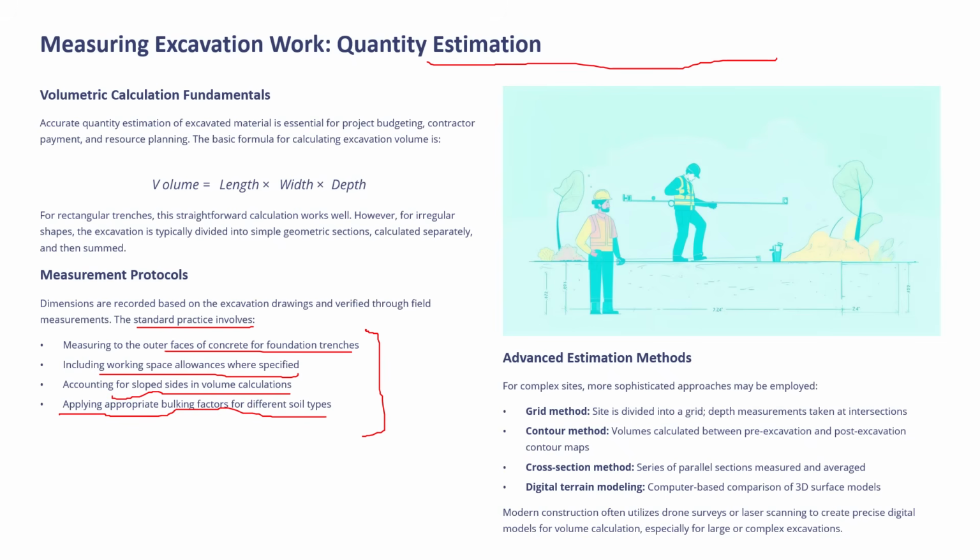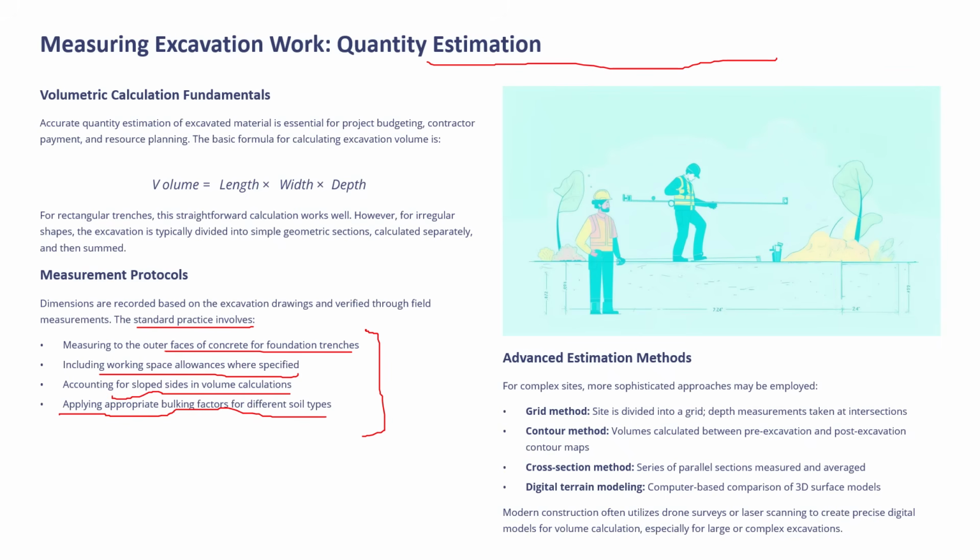So there are certain advanced methods of measurement for complex sites. More sophisticated approaches may be employed. First method is the grid method. In this method, the site is divided into grids. Depth measurements are taken at the intersections. Then you may use the contour method.